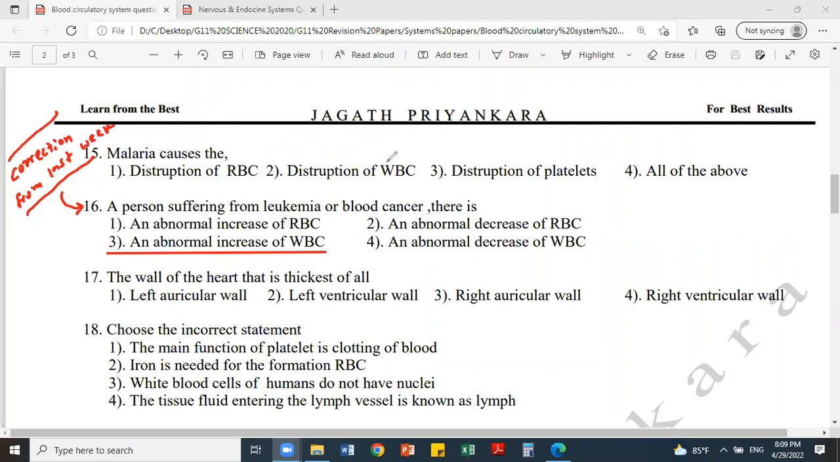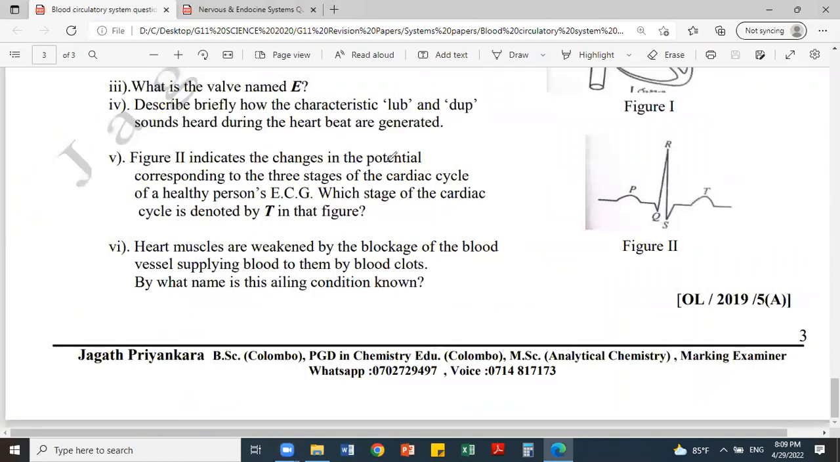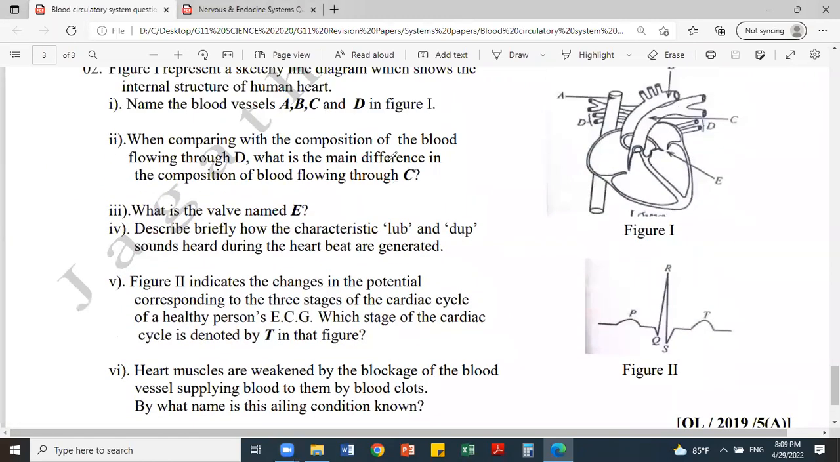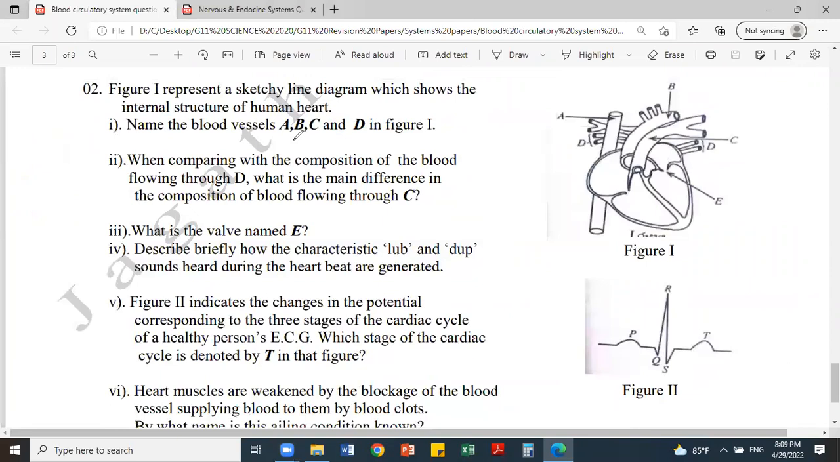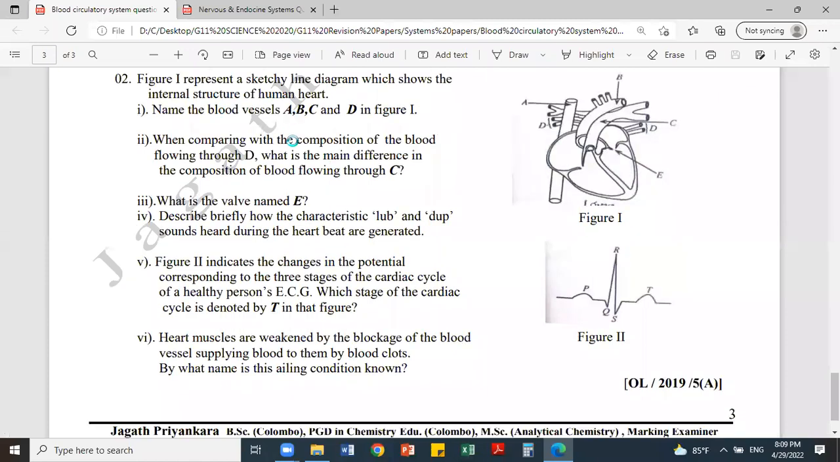Today we have to start the last question of this paper, the essay type question. This is from the 2019 O/L paper, an essay type question from the blood circulatory system, question number 5.